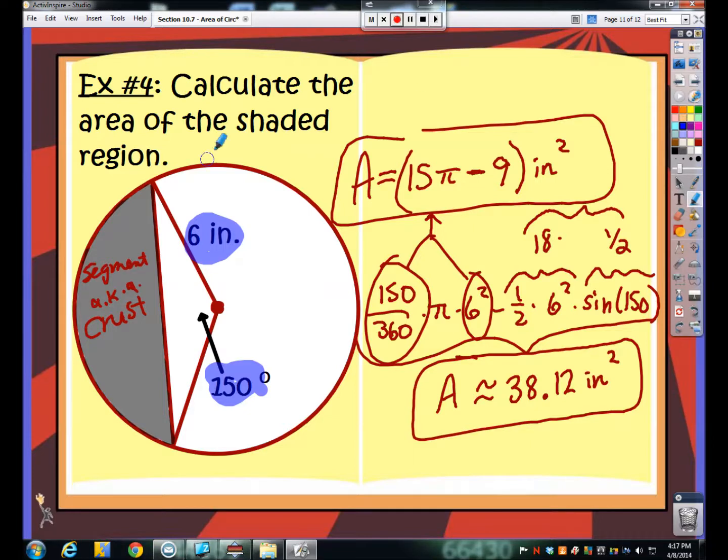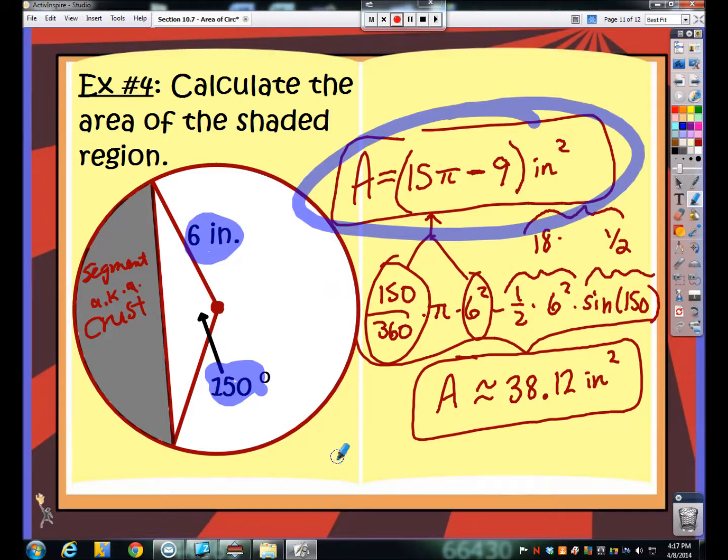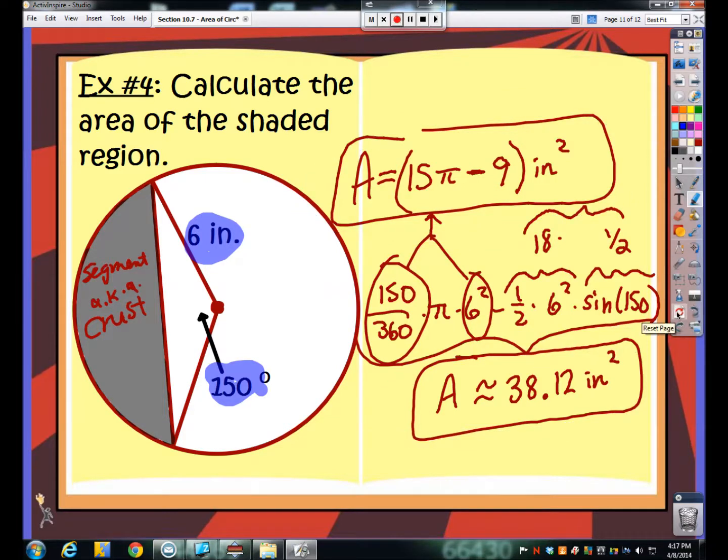Now, since it didn't say how to leave your answer, which way do you think you should leave your answer as? If it were me, I would go for the exact answer. That's the exact answer. If I really needed to do this in real life, what would make more sense? 38.12 would. Okay? So if it doesn't specify in the directions how to leave your answer, it's up to you. You can go either way. How would I do it? Being the math teacher, of course, I'm going to go with the exact answer versus the approximate answer.